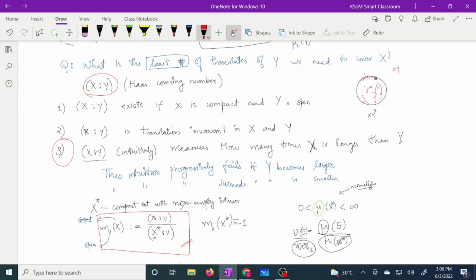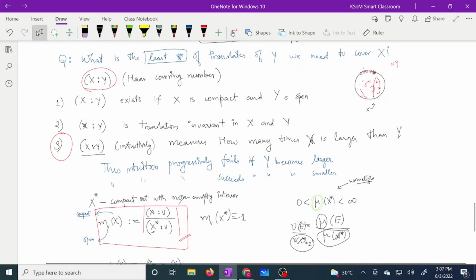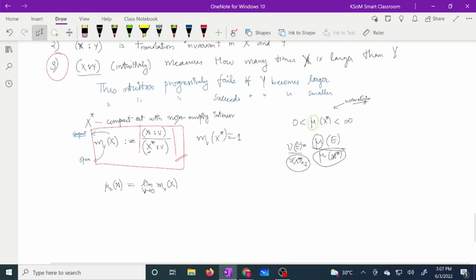Both things I am doing here in this definition. I am controlling the growth of x colon v by dividing it by, or at least I expect to control the growth. Okay, there is no guarantee that this thing will not go to infinity or will not go to 0, but I expect some form of control to happen. But the one thing which is guaranteed is mv of x star is equal to 1. This is guaranteed from my choices.